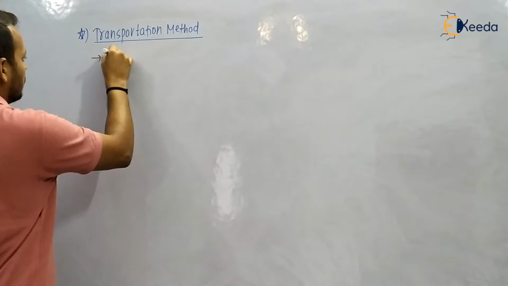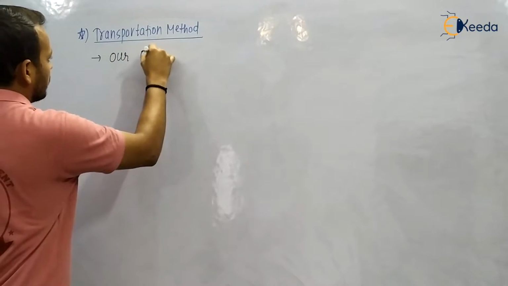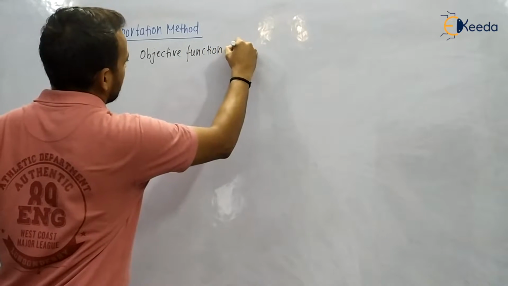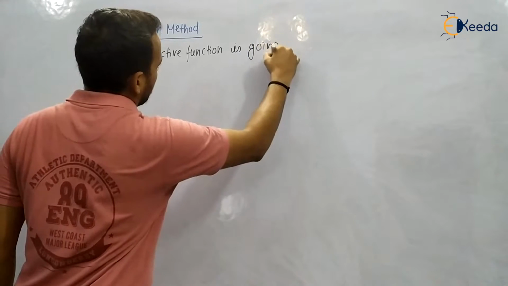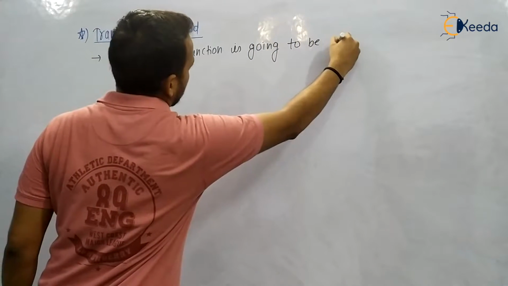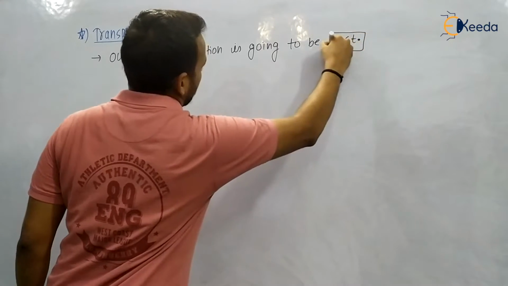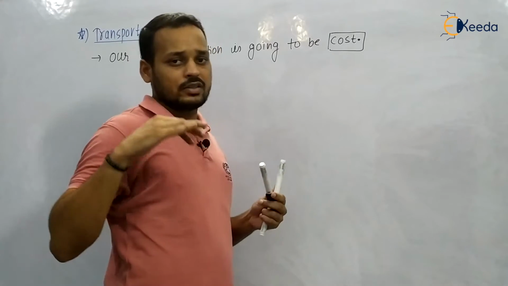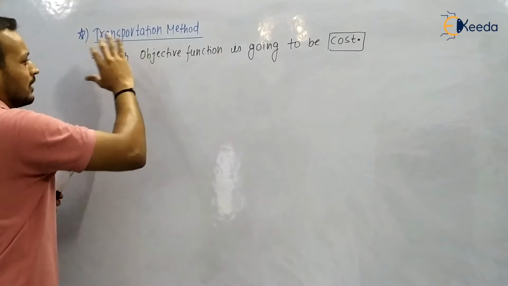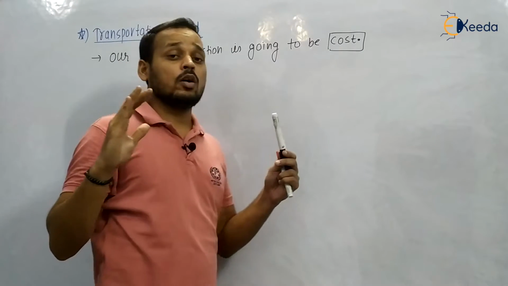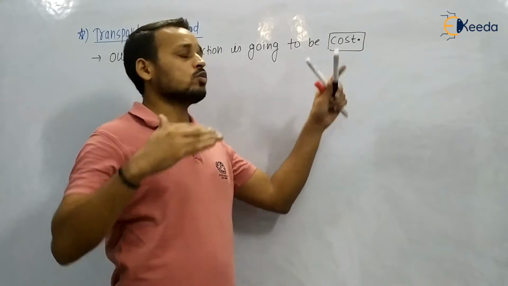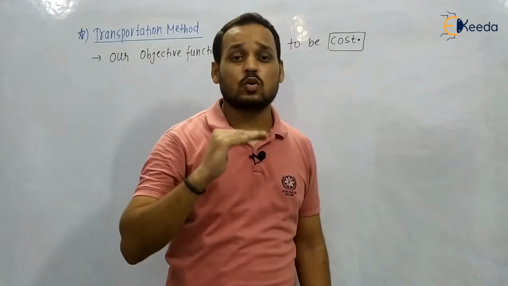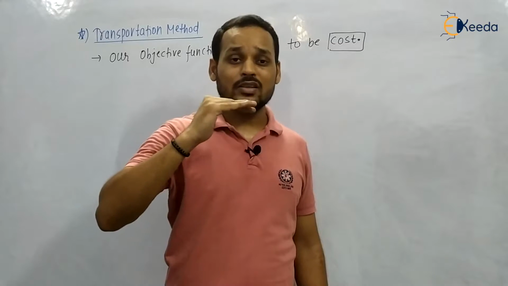In this method our objective function is going to be cost. It is not profit, it is cost. Since our objective function is cost, we will minimize it. So what is the aim, what do we want? We want our cost to be minimized. This method says that the aim is to minimize the transportation cost.